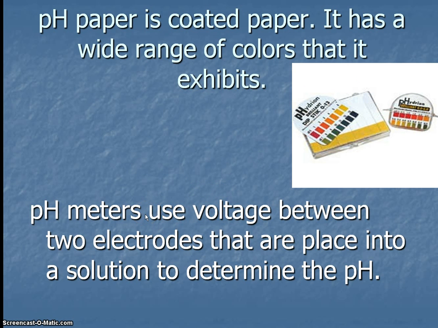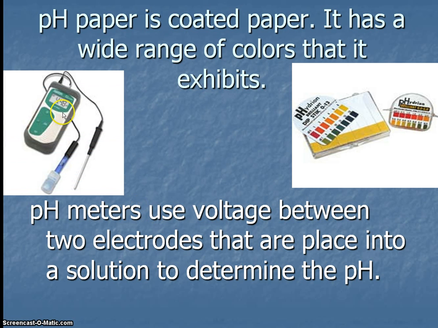In honors, what we're going to do is a titration. We're going to use a pH meter, and it actually measures the voltage between the 2 electrodes and then converts that to pH for us. So it's really cool. We're going to actually graph a titration curve.